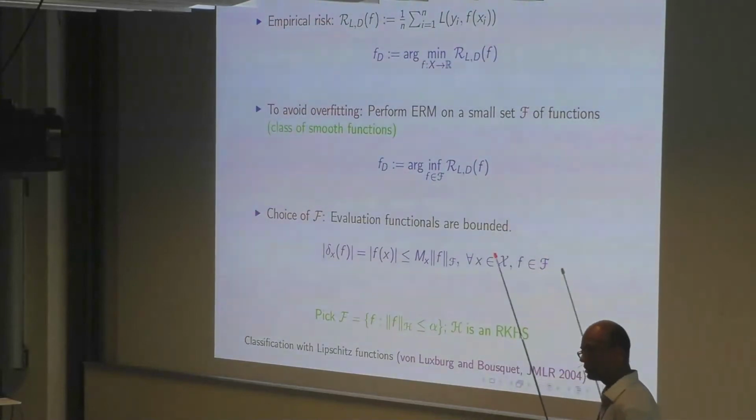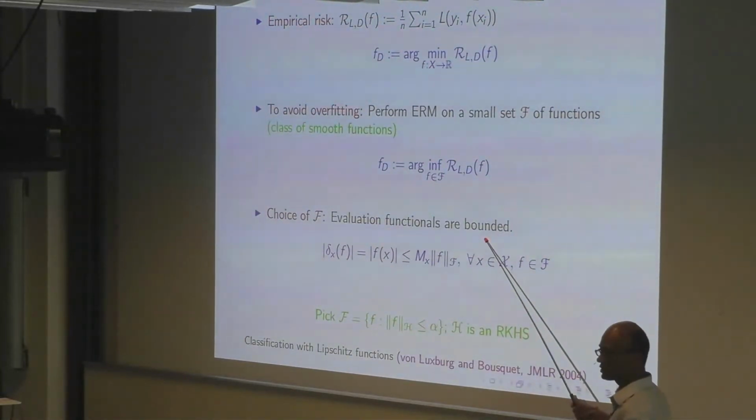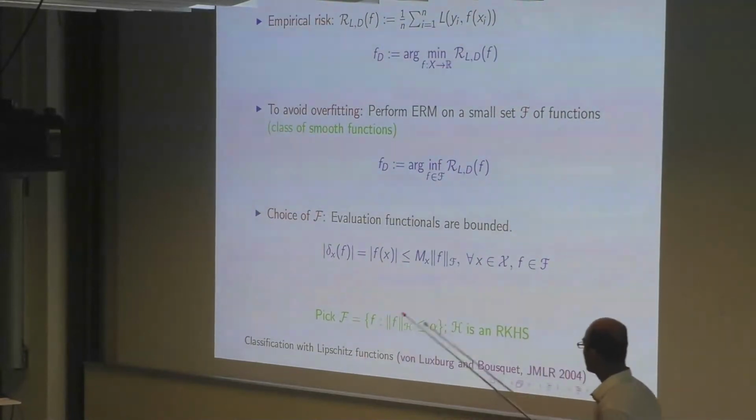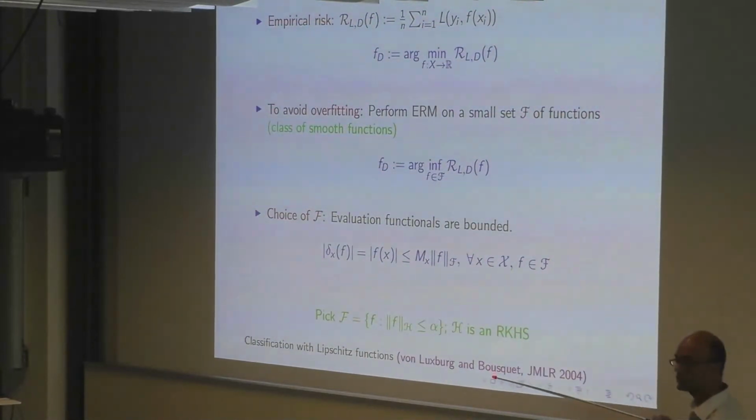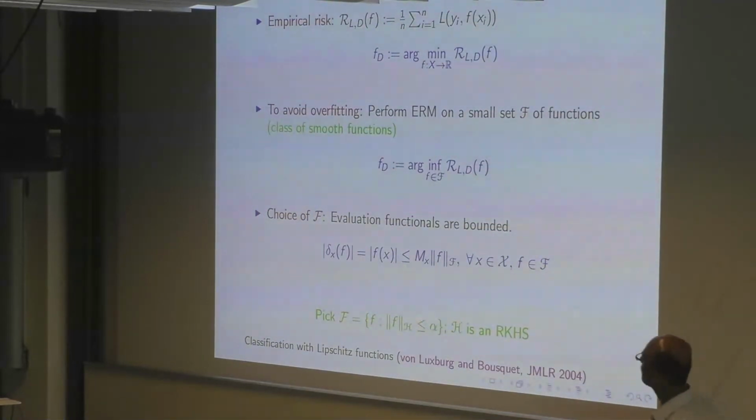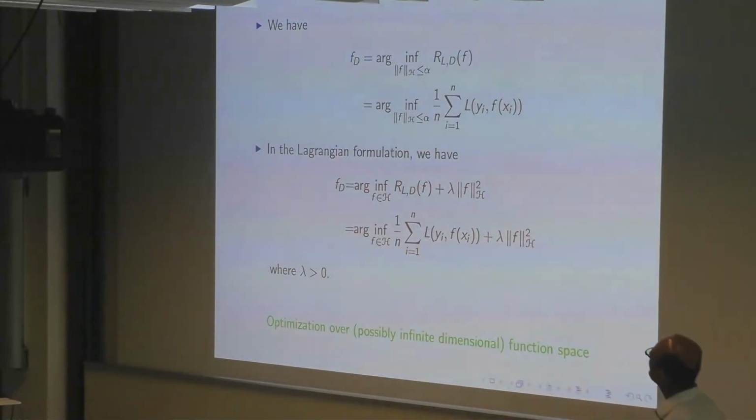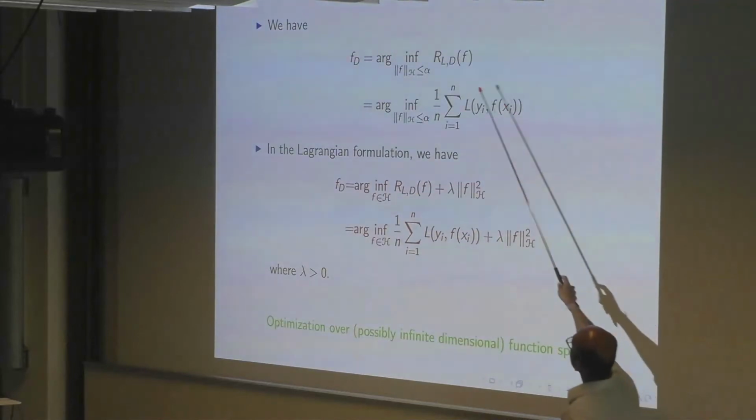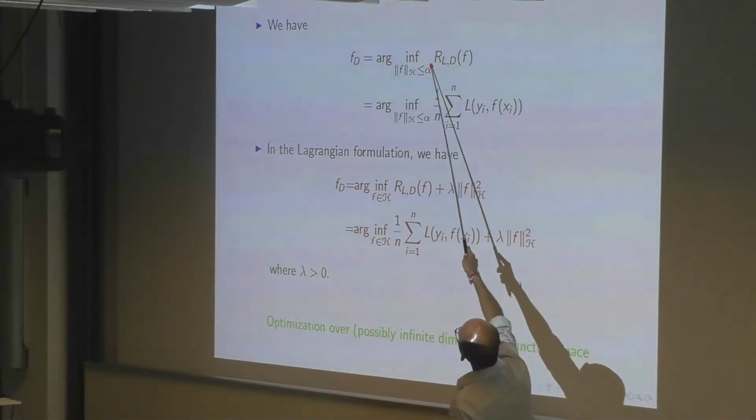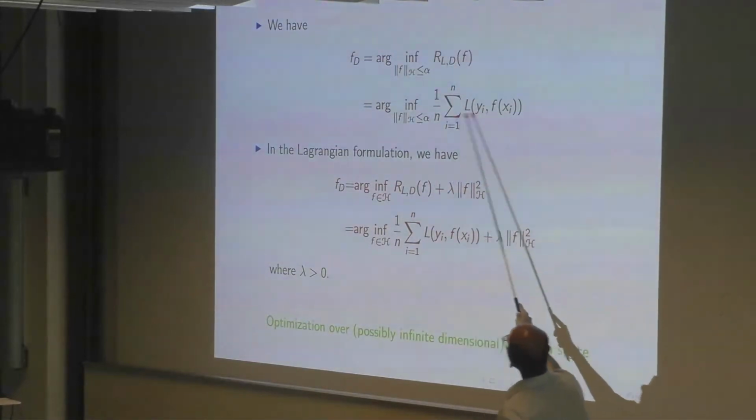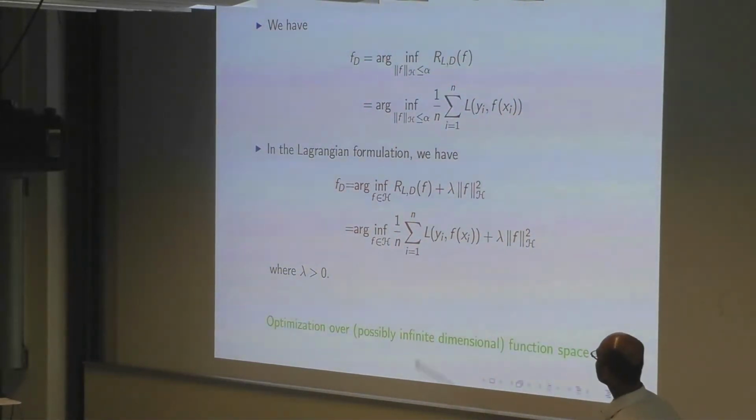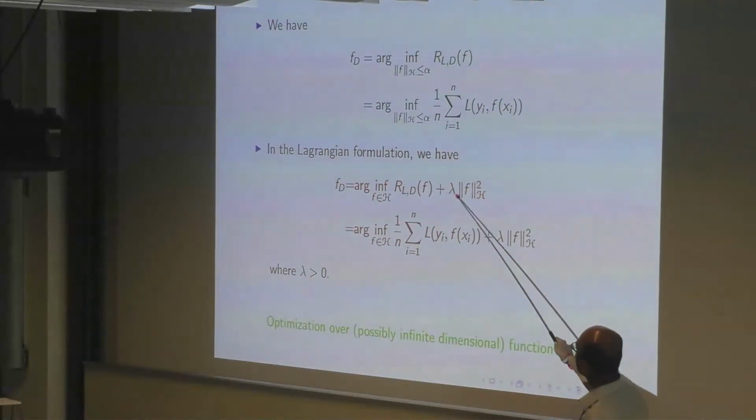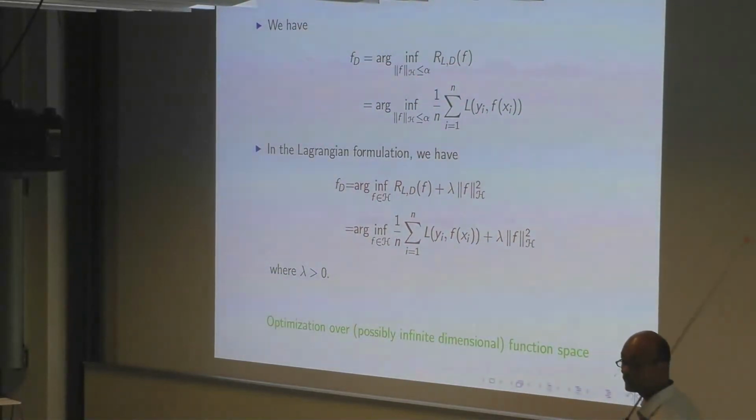As I said before, for bounded evaluation functionals, there are also other classes like Lipschitz functions. If you're interested, you can look at this paper by von Luxburg and Bousquet. But getting efficient algorithms there is not possible, whereas the kernel method gives you efficient schemes. As I was explaining in this picture, this is my class of functions over which I'm going to minimize my empirical risk. Now you apply the Lagrangian formulation, and that is how you end up getting this factor of lambda.